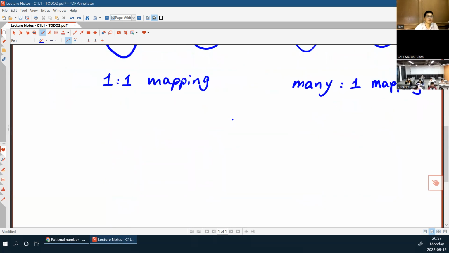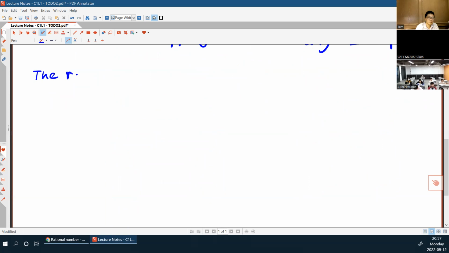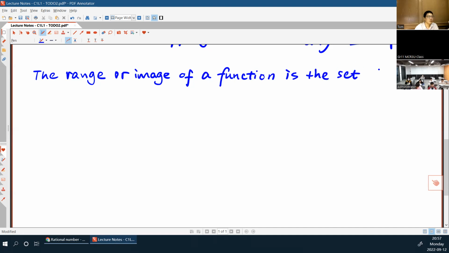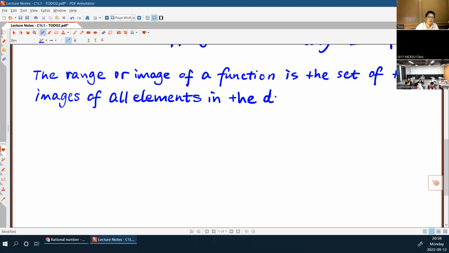Okay, I'll write it here for you. The range or image of a function is the set of the images of all elements in the domain. Okay, this is a concept of the range or image of a function.